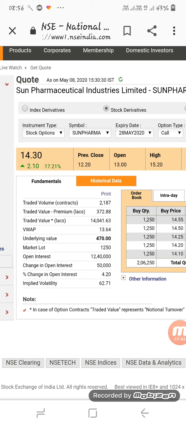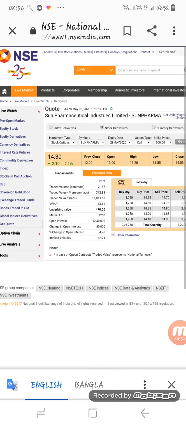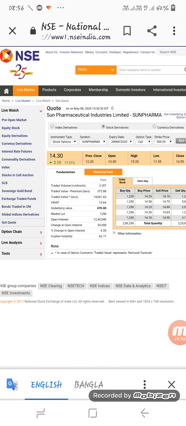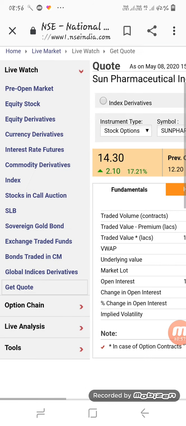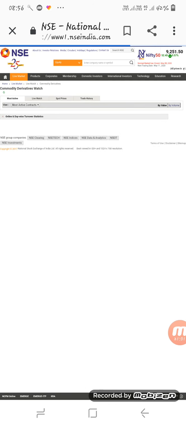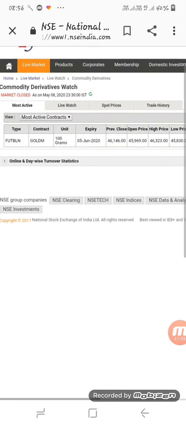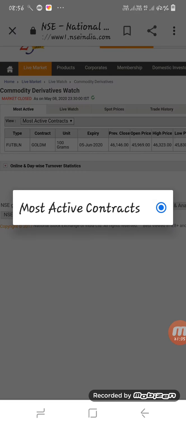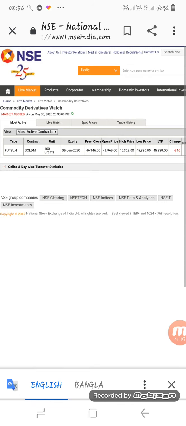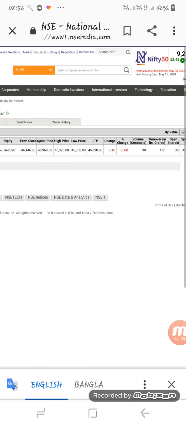One needs to have experience also, and self analysis is very much important. But these are the basic things which I wanted to explain. So you can go to commodity derivative also, the concept is the same. And you can see the most active contracts, and even the expiry.